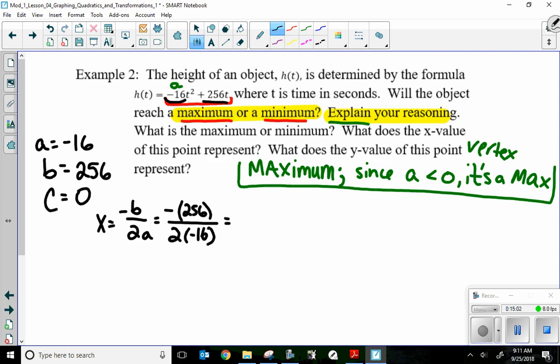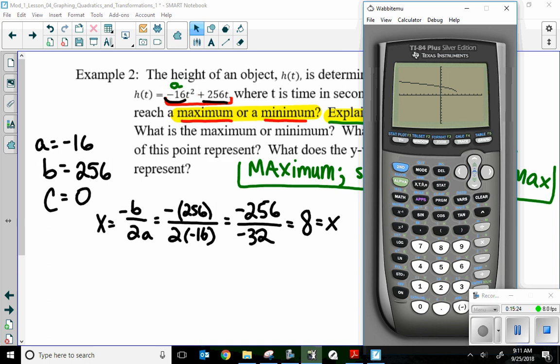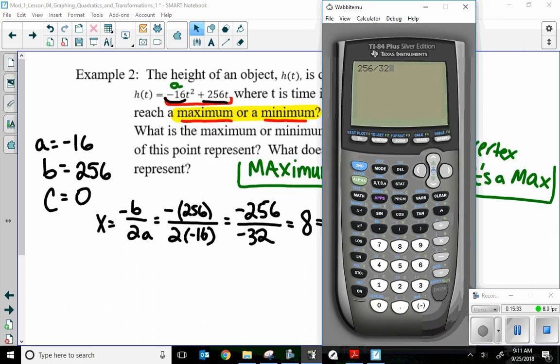I get negative 256 over negative 32. Well, I know a negative divided by a negative is positive, and I believe that's going to go in 8 times. If you don't trust me, and sometimes I'll check my work as well, I will say 256 divided by 32. I'll move this over here a little bit and hit enter, and that is 8.